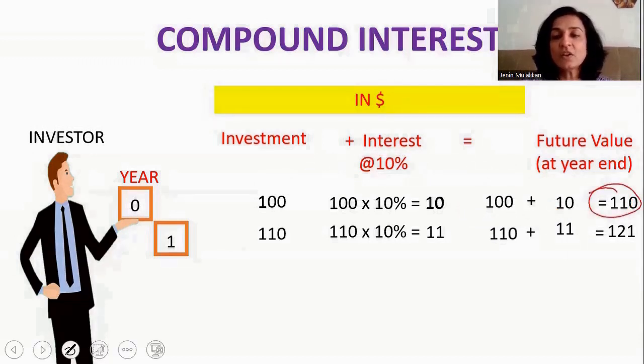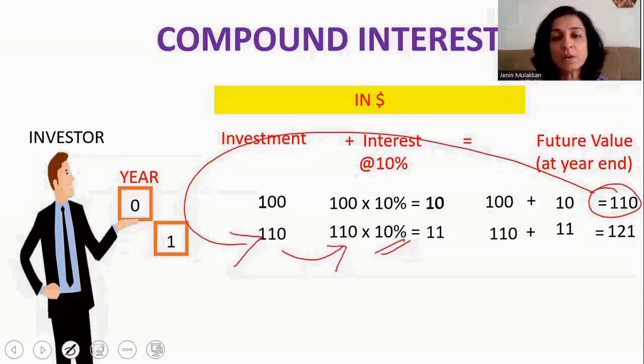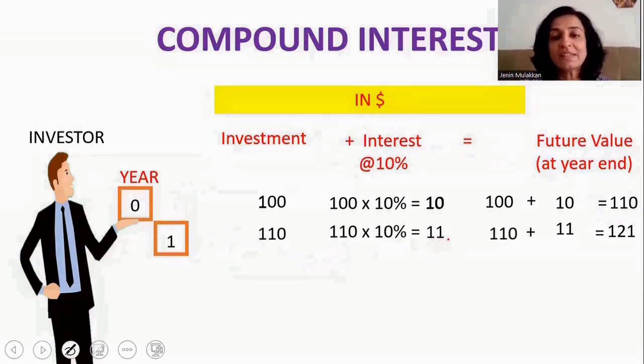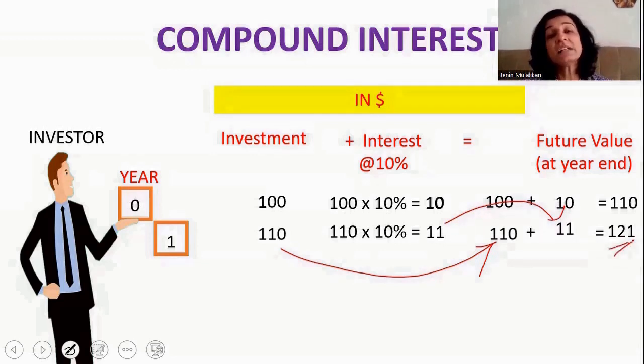Now, this $110 becomes the investment amount at the beginning of the next year. And you're again getting 10% interest on $110, which is $11. So at the end of the next year, you will be left with the $110, that is the investment at the beginning of the year, plus $11 interest, giving a total investment value of $121. So this was the calculation of compound interest.